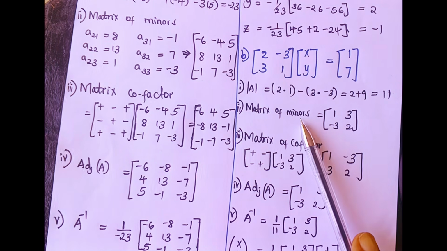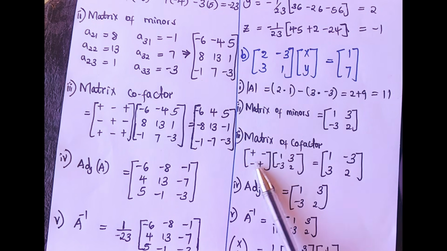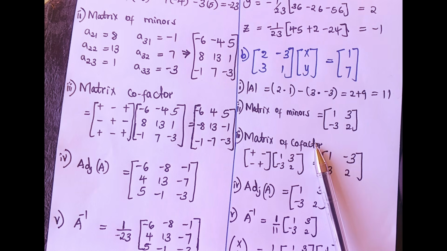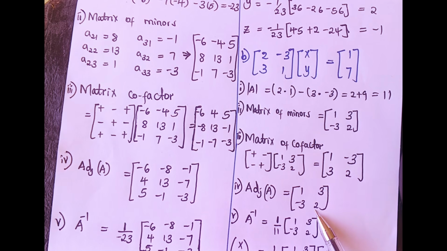After finding the matrix of minors, the third step is to find the matrix of cofactors, which is multiplying the array sign by the matrix of minors. Positive multiplied by 1 is 1, negative multiplied by 3 is negative 3, negative multiplied by negative 3 is positive 3, and positive multiplied by 2 is positive 2. Next, the fourth step is to find the adjoint by changing rows into columns. So the column 1, negative 3 becomes the row 1, negative 3, and 3, 2 starts with 3 and 2.